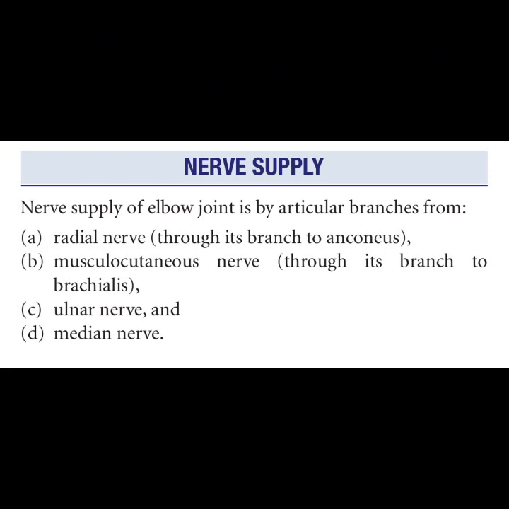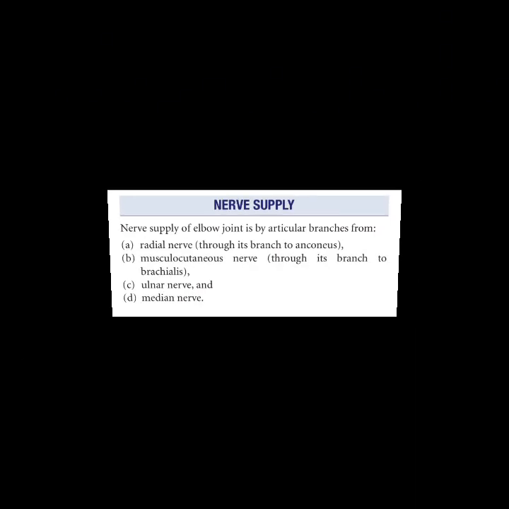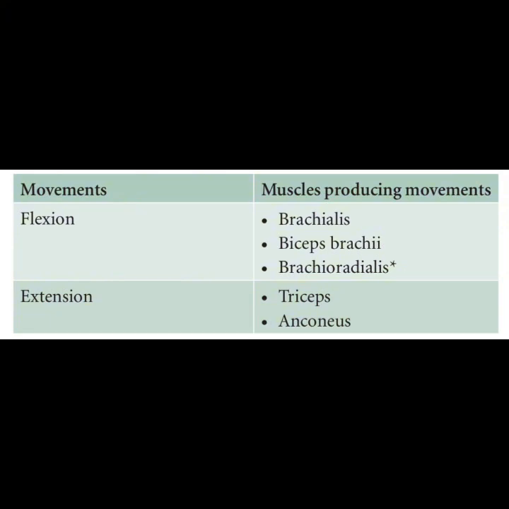So the next one is the movement. What movement can we see here? The movement is so simple. It has only two movements, unlike the ball and socket joints, which are the hip and the shoulder. The hip and the shoulder have 6 movements, but the elbow and the knee have 2 movements. So what are the 2 movements? You have flexion and extension.